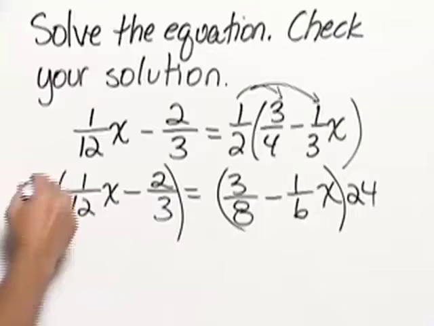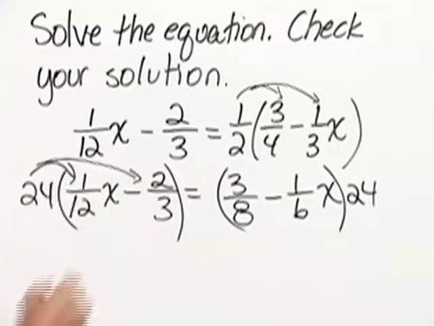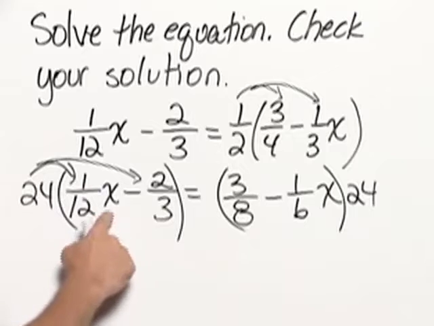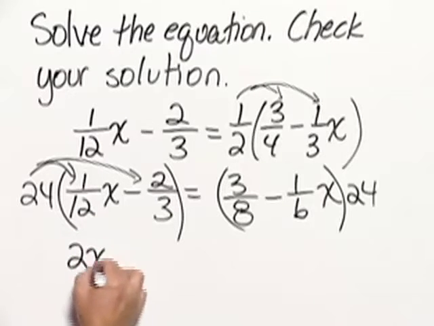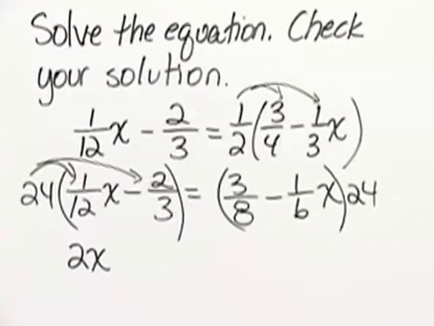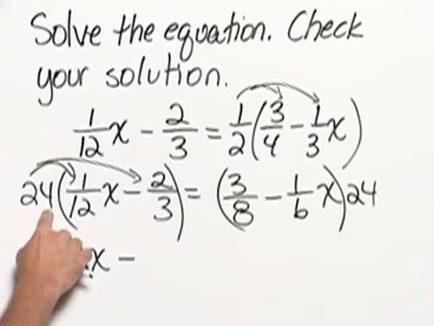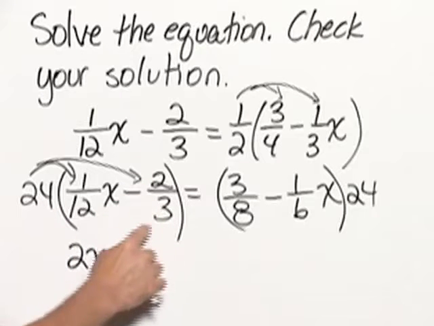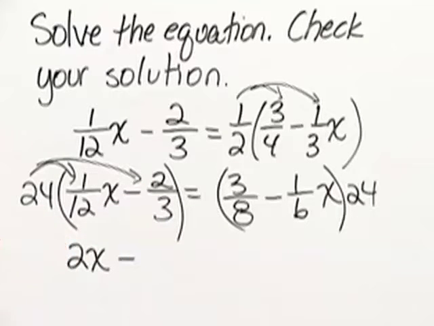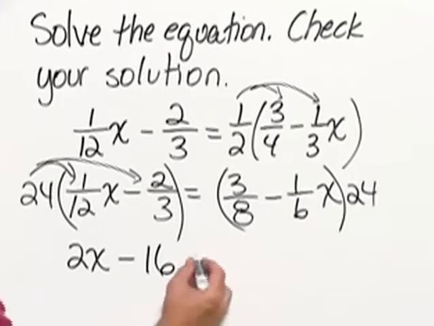On both sides, we need to distribute the 24. When we multiply 24 times 1/12 x, the 12 goes into 24 2 times, yielding 2x, minus, this time, 24 times 2/3. 3 goes into 24 8 times. 8 times 2 is 16. So on the left-hand side, it simplifies to 2x minus 16.